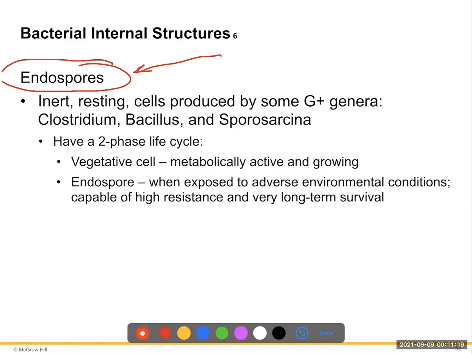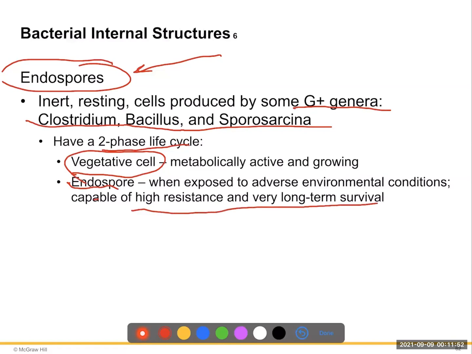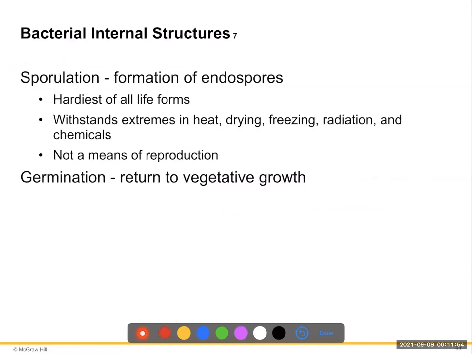They're inert, they're resting cells, just like hibernation. They're produced by some gram-positive genera of bacteria: Clostridium, Bacillus, and Sporosarcina. They have two-phase life cycles. The vegetative cell, which is metabolically active and growing. That one's a regular bacteria. Then the endospore. When exposed to adverse environmental conditions, they shut down. They stop reproducing, they go into hibernation. They have very high resistance and very long-term survival. Most difficult to kill.